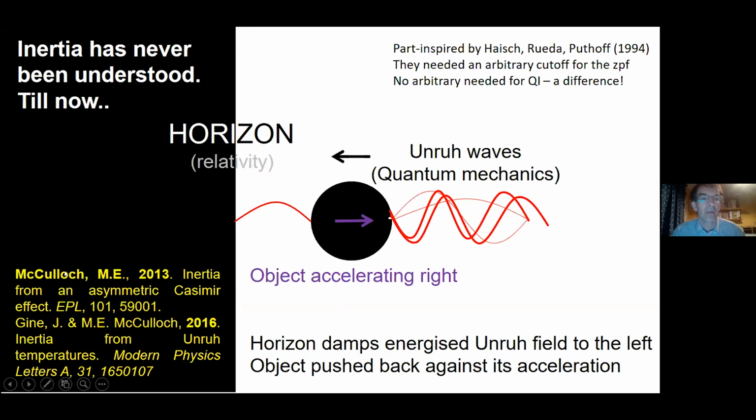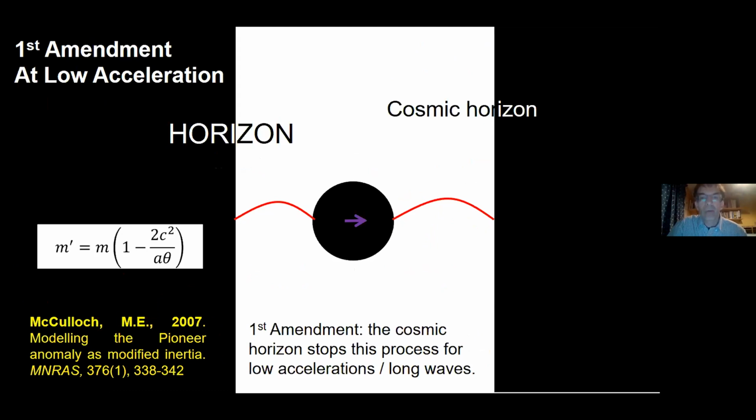And I managed to show in a paper in 2013 that this looks like inertial mass. And after Jaume Giner corrected a factor of 2, and we published a paper in 2016, it predicts inertia really well. So this mechanism predicts standard inertial mass. But that's not the whole idea.